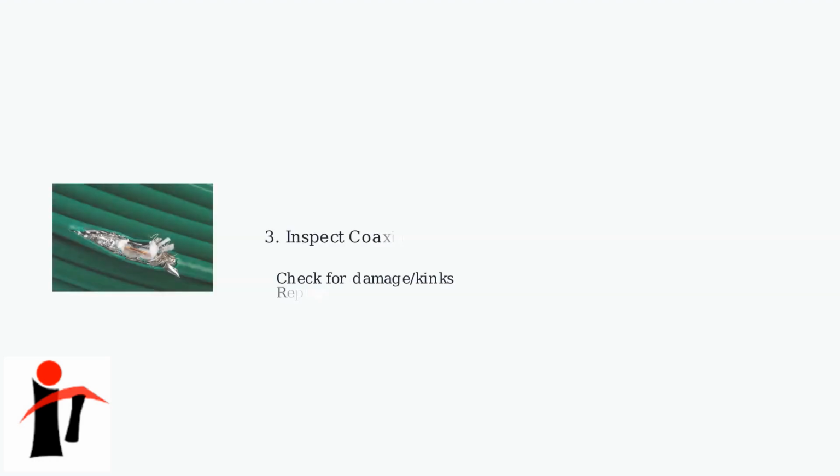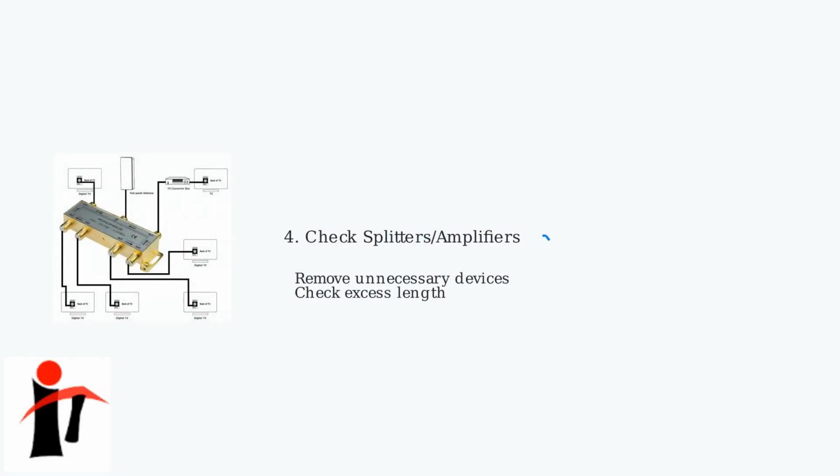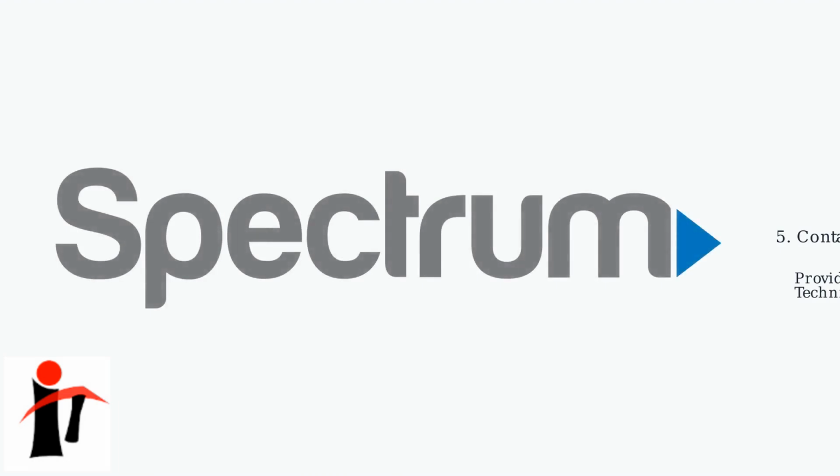If signal is low, inspect the coaxial cable for damage or kinks. Replace if necessary. Check for splitters, amplifiers, or excess cable length that can degrade signal. Remove unnecessary devices. If signal remains low or fluctuates, contact Spectrum support. Provide details about steps taken and readings. A technician may inspect the line.